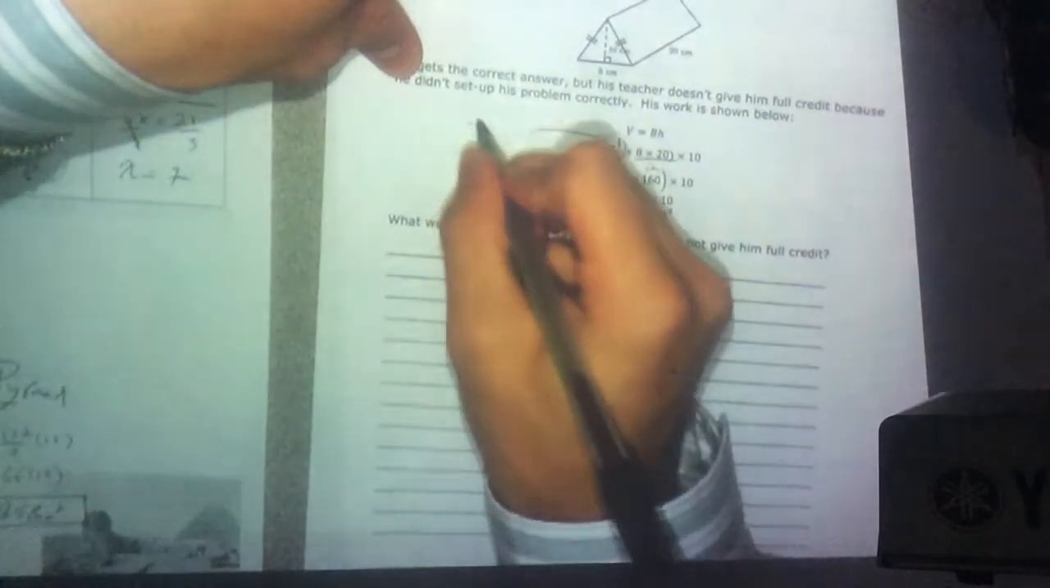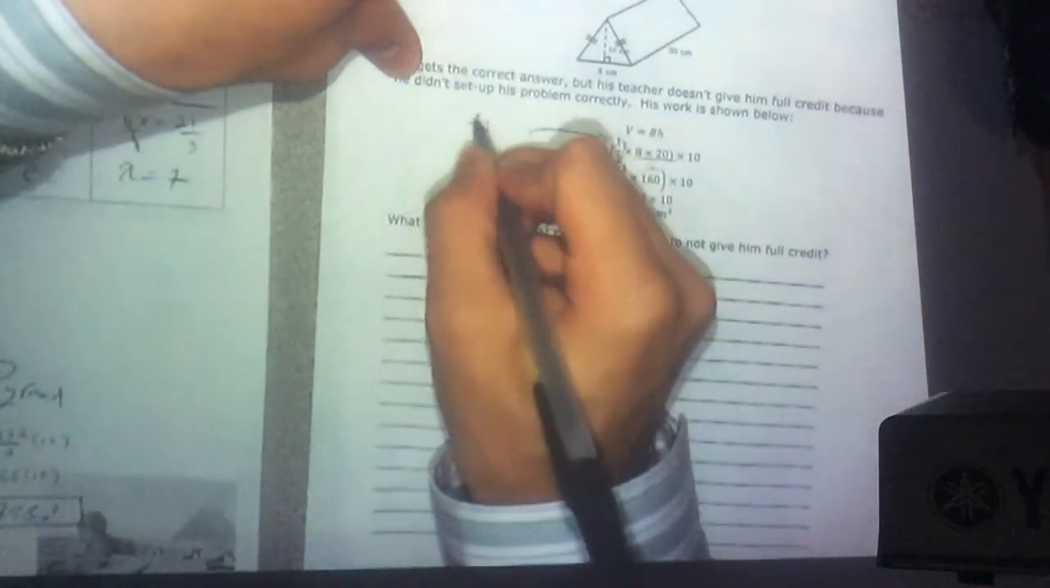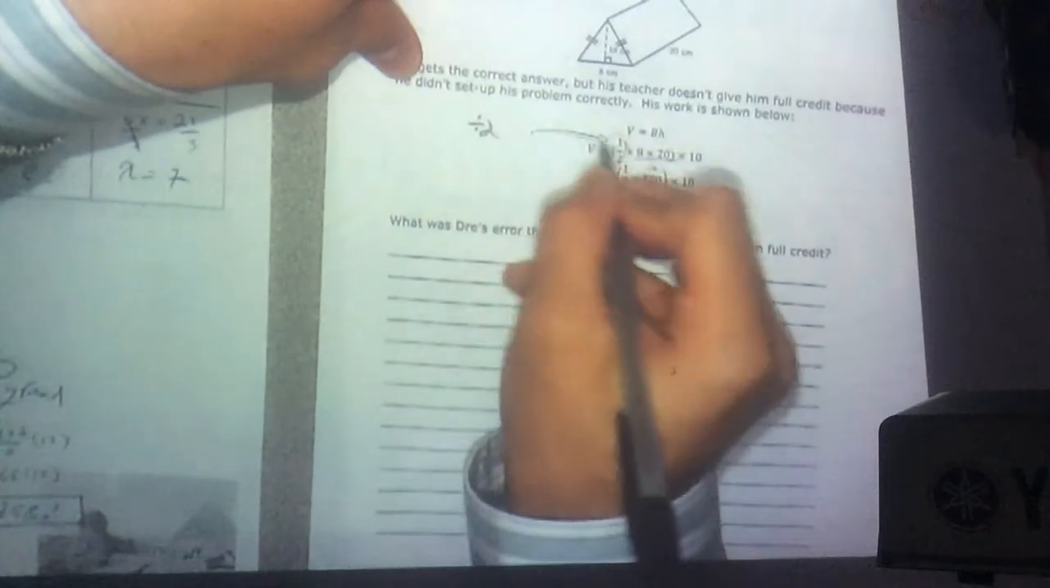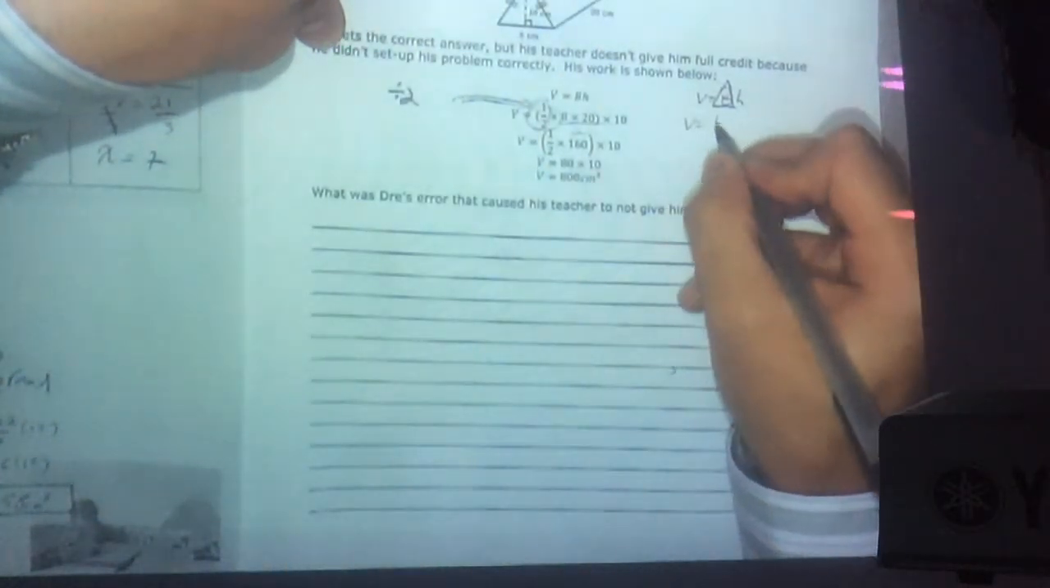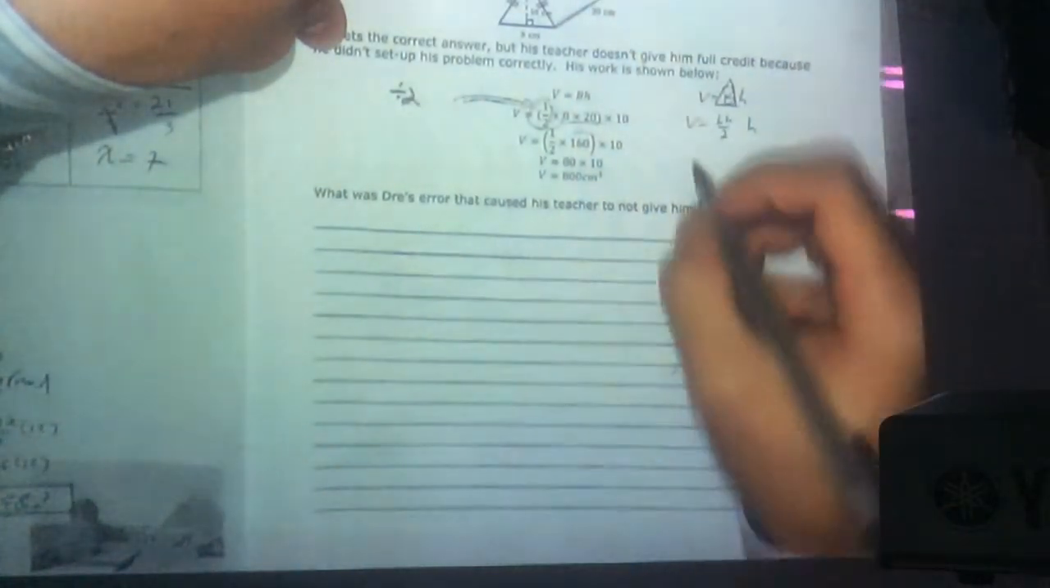Now, for this one here, a lot of people got this wrong. That's okay, because they saw this and they didn't see any divide by 2. But this is the same thing as dividing by 2. The key here is I'm going to do it next to it. Volume is equal to base times height. I'm going to put a triangle around the big B. The volume is going to be equal to base times height divided by 2, and then times the height of the prism. So it should be this.